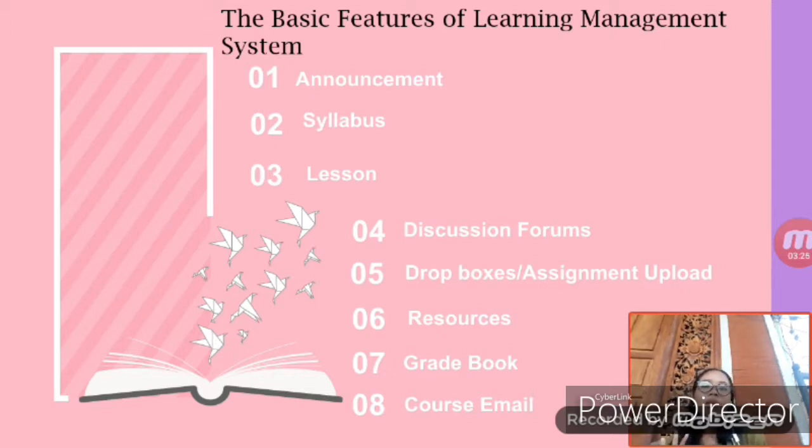The sixth, resources. Resources feature provides students all types of digital and online materials such as readings, websites, games, images, and then videos. The next, grade book. Grade book is used to communicate grades and feedback to students. It also shows students' participation, attendance, assignments, readings, and then project grades.